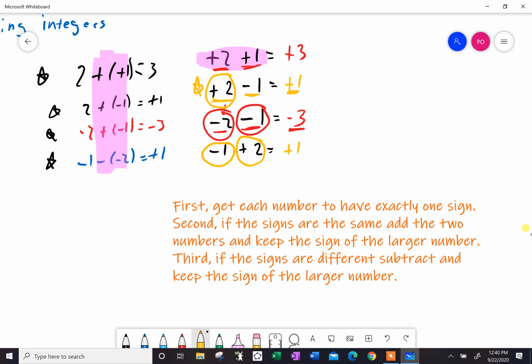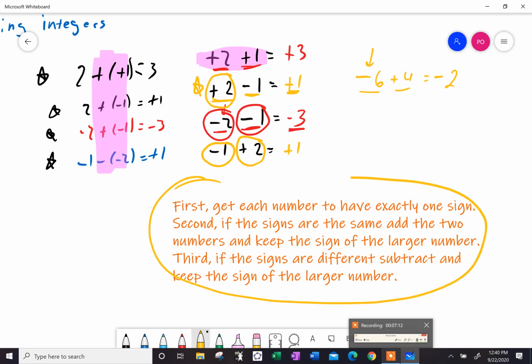So if I had something like this, negative 6 plus 4, the signs are different, so I'm going to subtract. 6 minus 4 is 2, but I'm going to keep the sign of the larger number, so it's negative 2. And that's it. If you know those rules, and you can kind of logically rationalize it in your head, then you're in good shape.